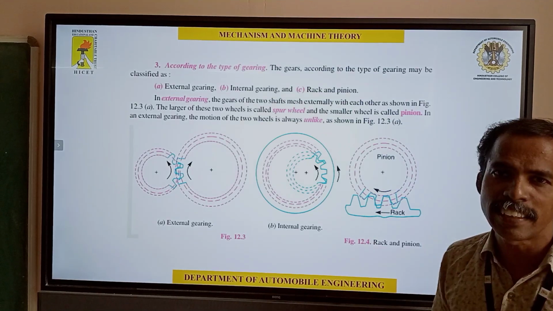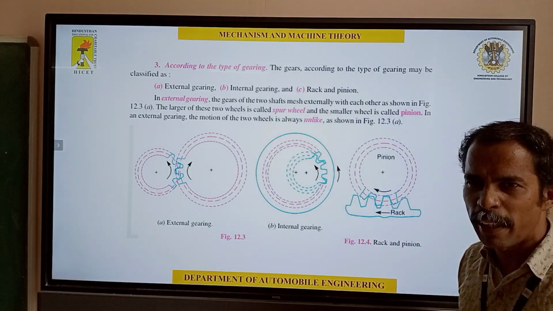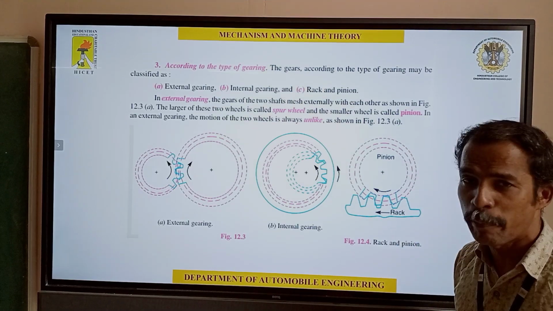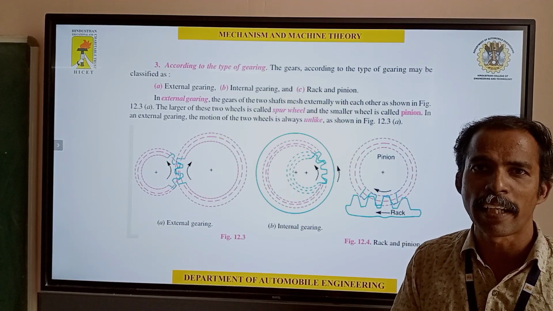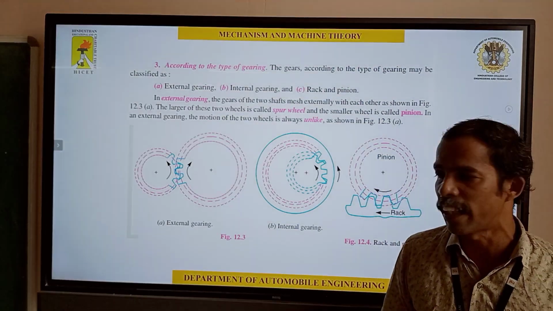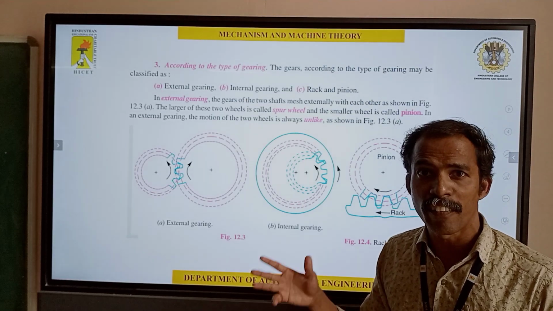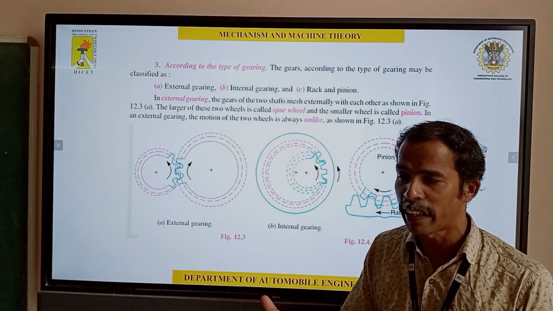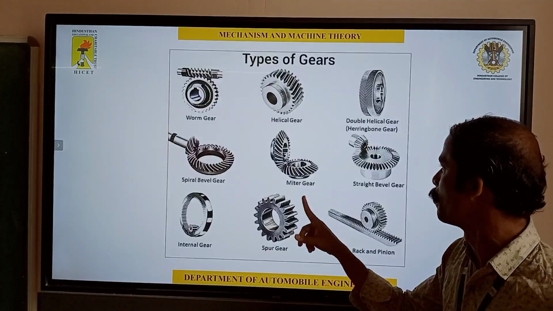The last one is called rack and pinion. Pinion means a small gear, smaller in size. Rack means the gear teeth are placed on a shaft. This one is called the rack and the other one is called the pinion. We have rack and pinion in our car, in the steering system, the rack and pinion steering system.